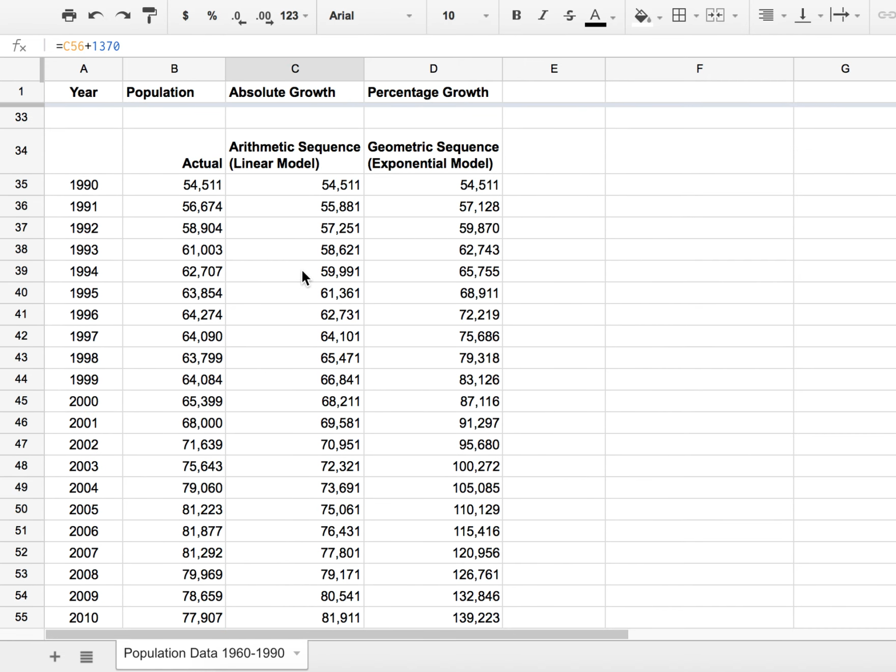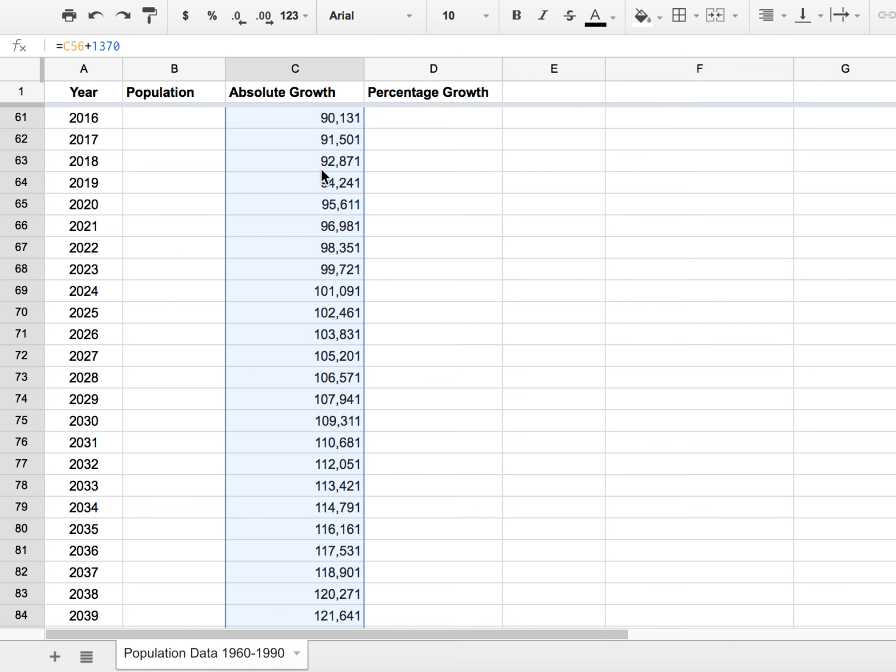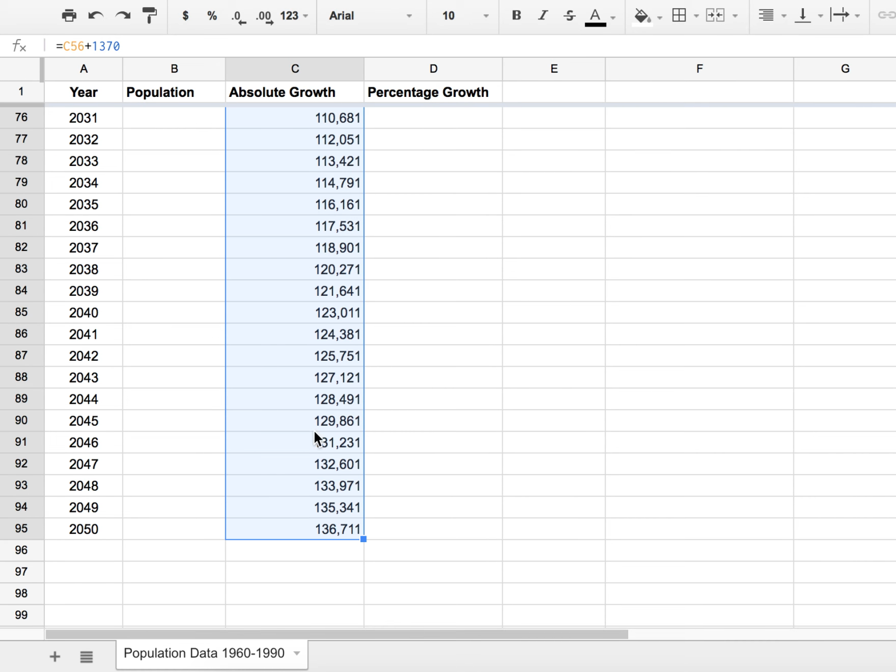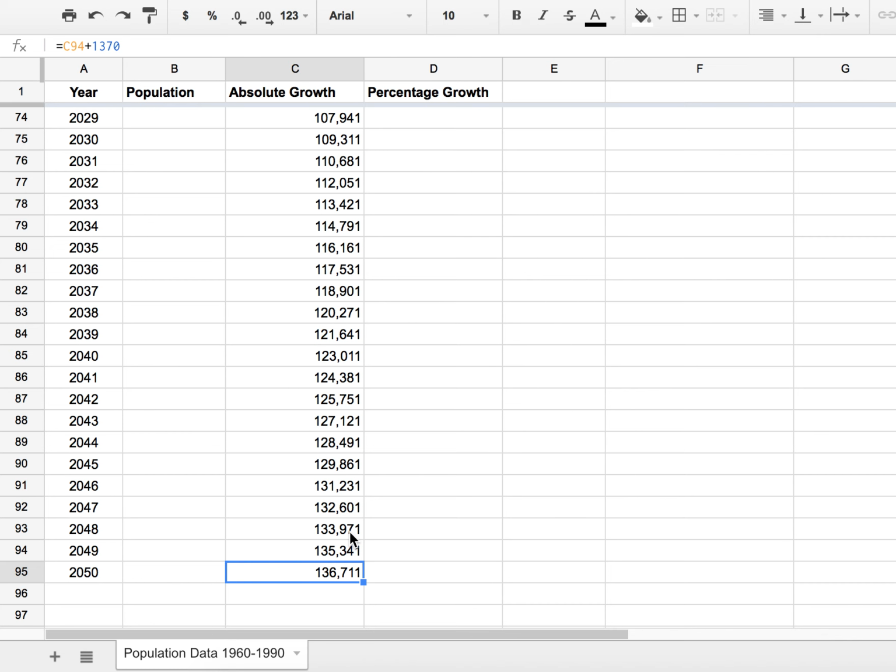These are not the only two ways to make models. In fact, they're probably not the best ways or the most accurate, but they are ways. It's a good starting place. So I would start by doing this to get a prediction for 2050 for your country. Mine for Andorra, if I stick with this method, would be 136,711. But as I said, this will take some fine-tuning.